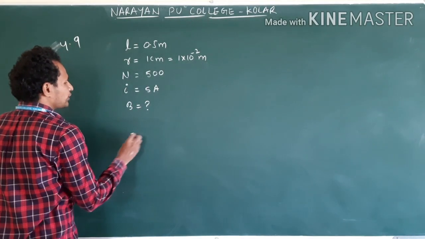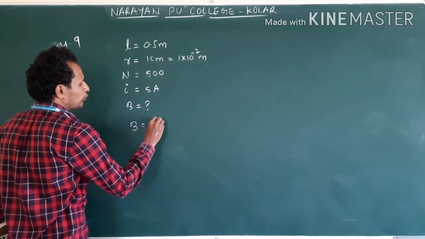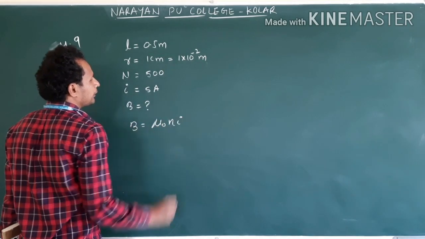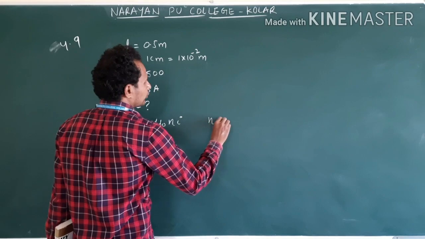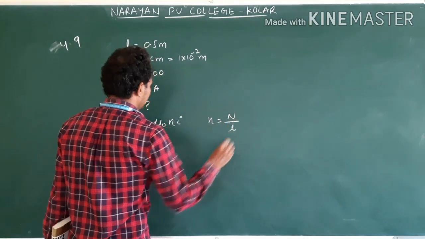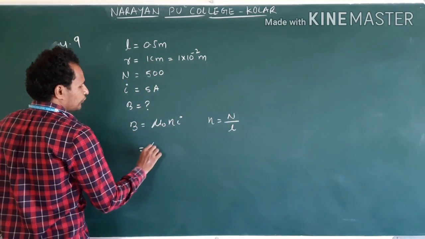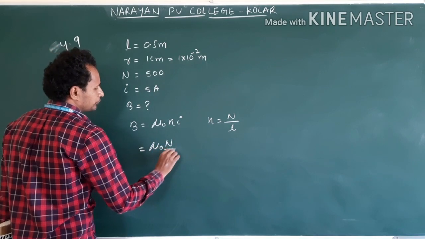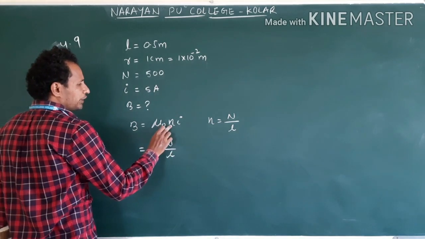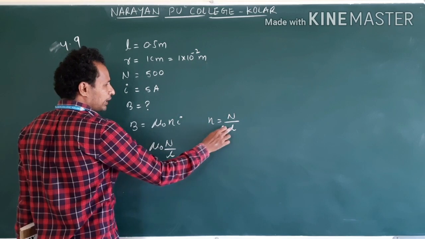The magnetic field produced by the solenoid, the formula is what? B is equal to mu naught n. But what is n? Capital N by L. So this formula will become, I am substituting the small n value as N by L.